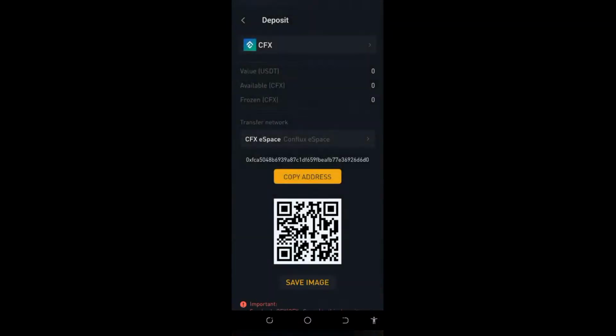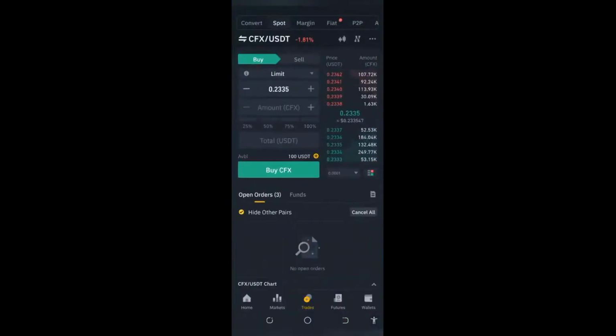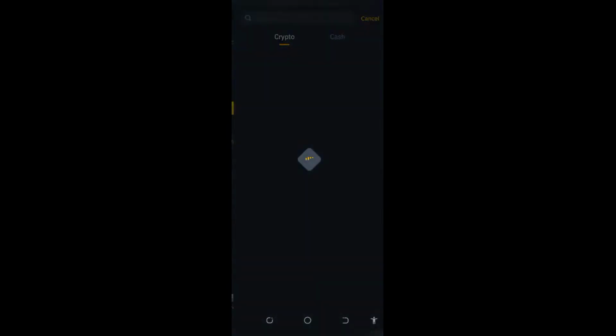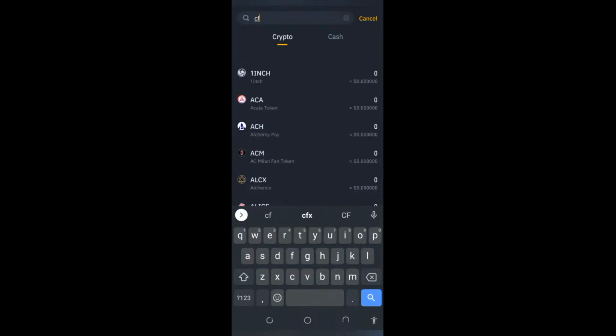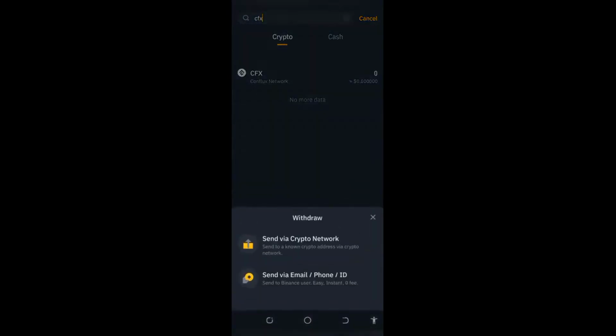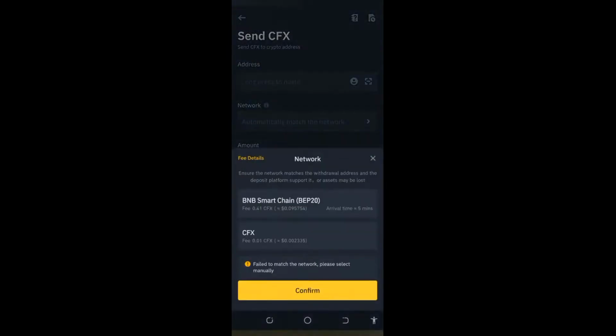I'm going to do a little test to be sure because I'm not even sure which one. I'm just copying this address, right? Well, but before I copy it, let me go and check. Now, what we saw here was Conflux eSpace, right? Okay, so for us to withdraw this, if we have to withdraw it, let's just look for Conflux, CFX. All right, Conflux network. So what is it to withdraw it? Let's check it out. We have BEP20 and we have CFX.